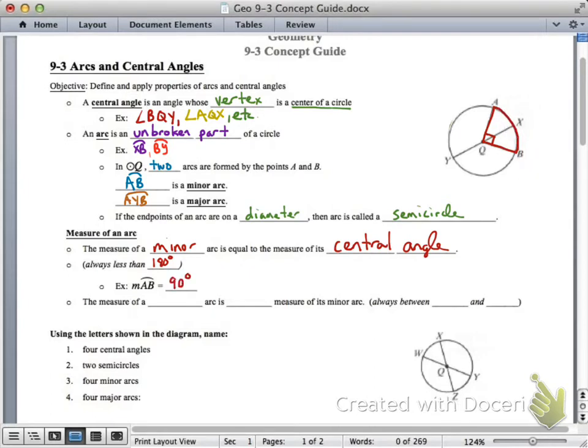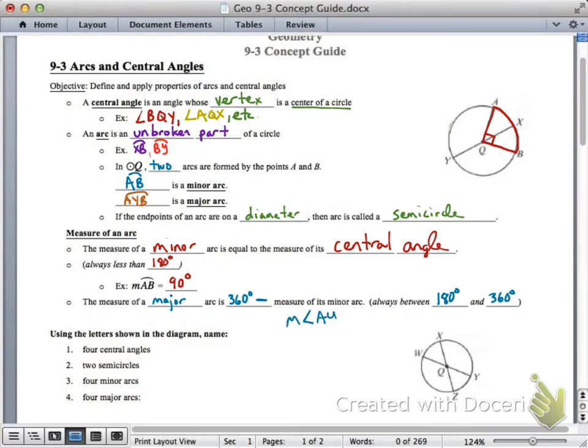Now what I want to distinguish is that's different than the length of the arc. Arc length is different than the measure of the arc. The measure of the arc is like an angle. The length of the arc is something very different that we're not talking about right now at all. The measure of a major arc is 360 degrees, since a circle going all the way around is 360 degrees, minus the measure of its minor arc. These measures will always be between 180 and 360 degrees.